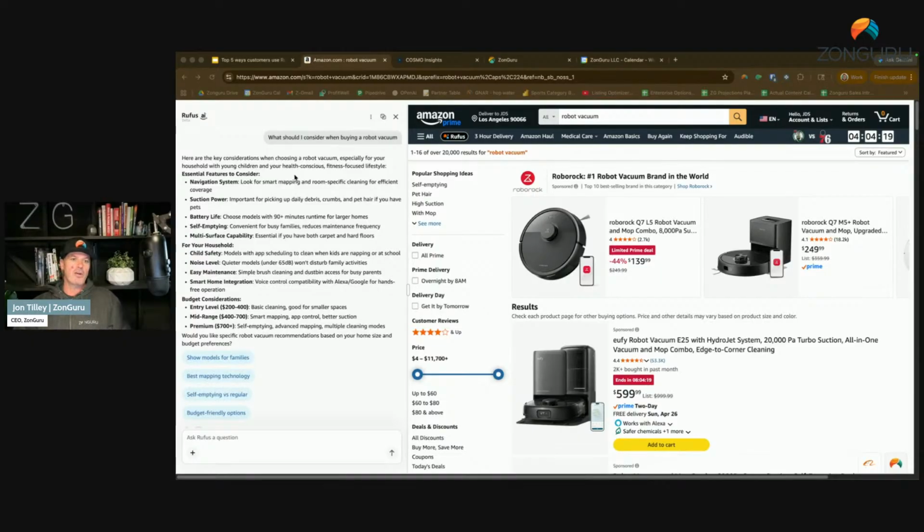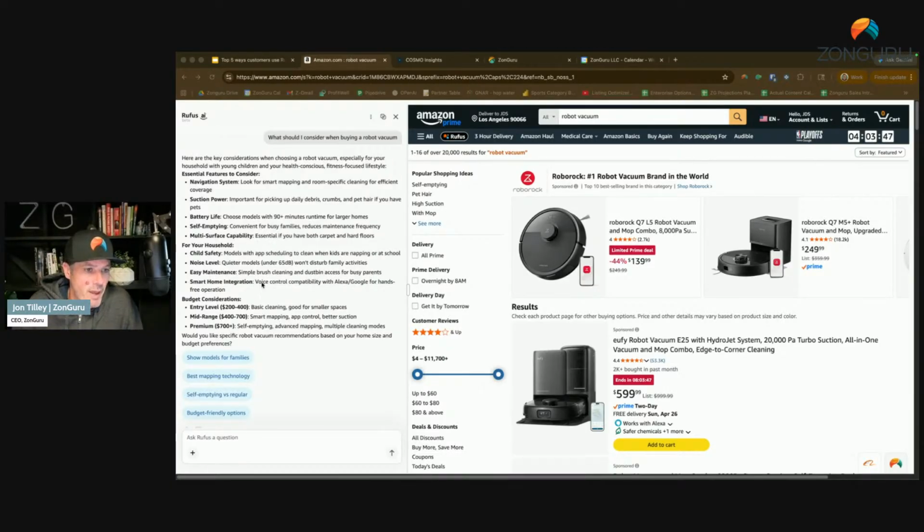Okay. Here are the key considerations when choosing a robot vacuum, especially for your household, right? Navigation system, look for smart mapping and room-specific cleaning for efficient coverage. Cool. Suction power, important for picking up daily debris, crumbs, and pet hair. Battery life, choose models with 90-plus minutes of runtime, right? This is all critical information for me to understand before I go and buy a product. And what is it doing at the same time? Rufus is improving my confidence in the recommendations, right? I'm going to trust it more. Remember, 60% higher conversion rate.